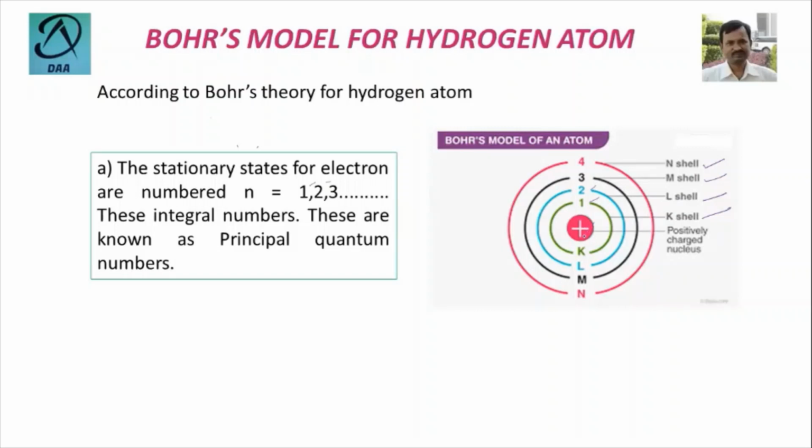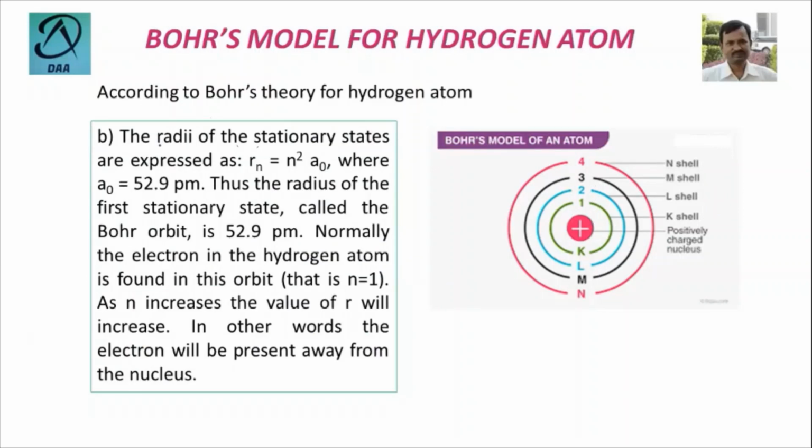And this integral number is called the principal quantum number. So the question comes, what is the principal quantum number? Then you can write it this way: the stationary states for electrons are numbered from the ground state to upper states 1, 2, 3, 4, and this is called the principal quantum number.